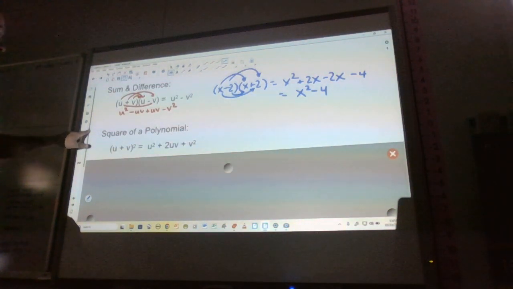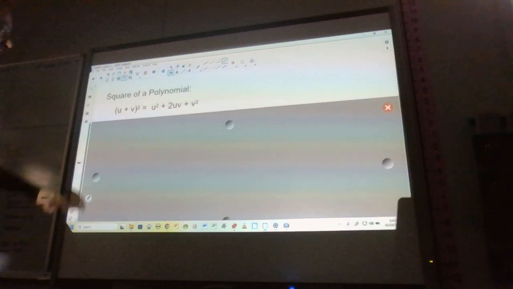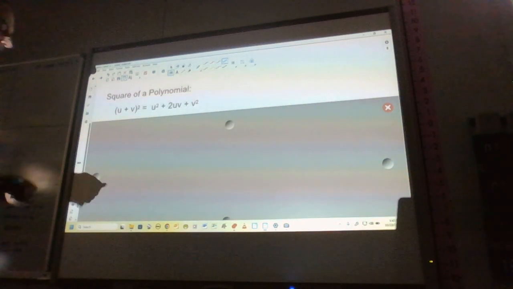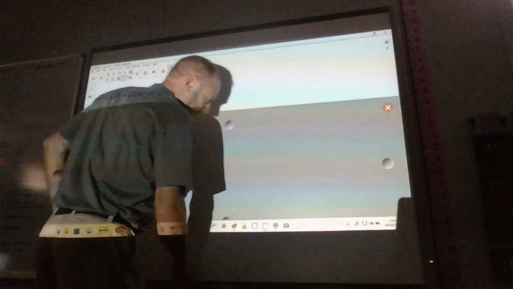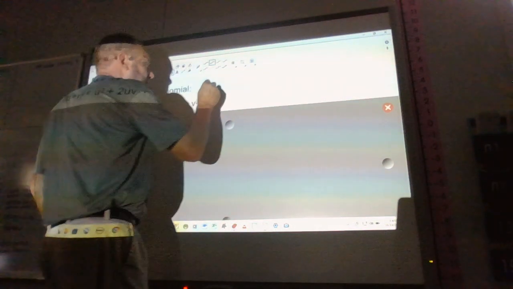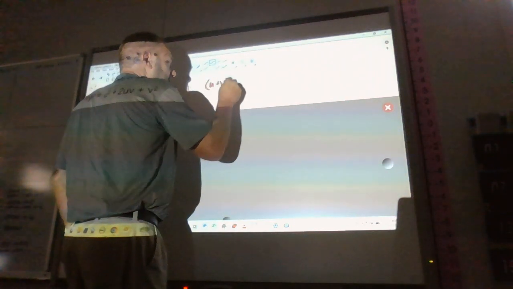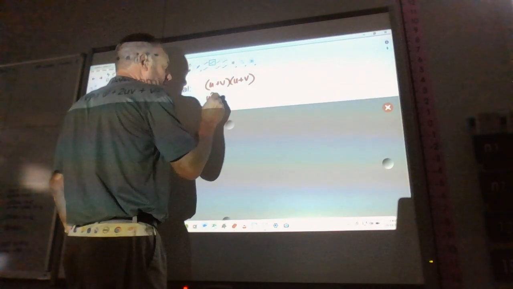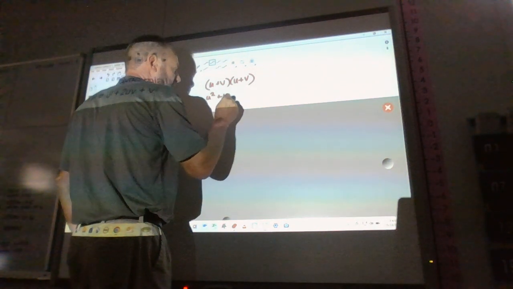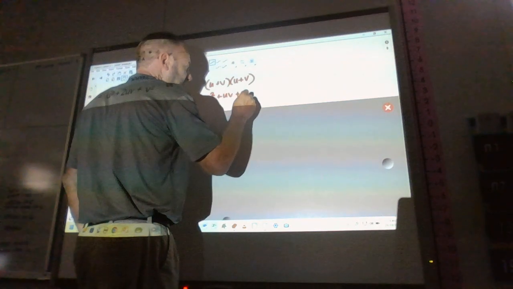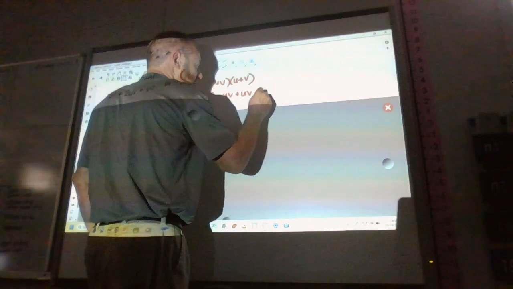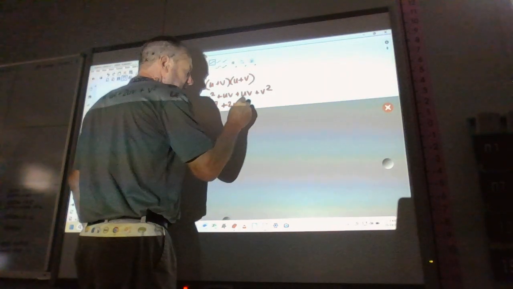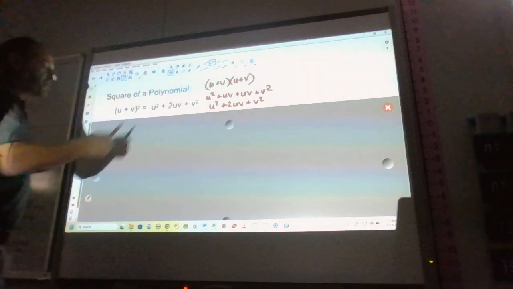Okay, square of a polynomial. So u plus v squared is u squared plus 2uv plus v squared. Okay, how does that end up? Well, if I take this and I rewrite it as u plus v times u plus v, and then I FOIL it, u times u is u squared. Outside would be u times v, inside would be u times v again, last would be v squared. And then these combine to be 2 uv's, and that's how you end up with this.